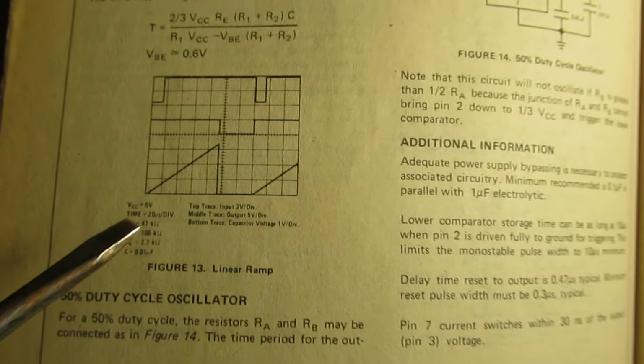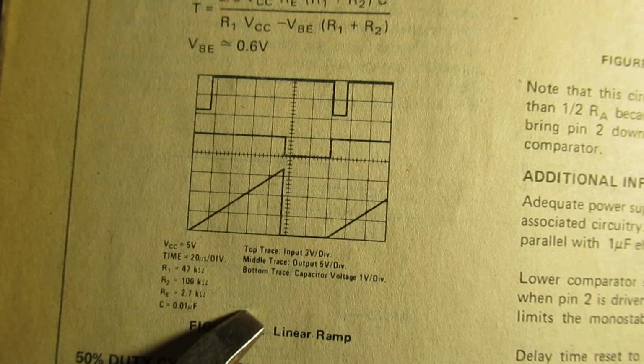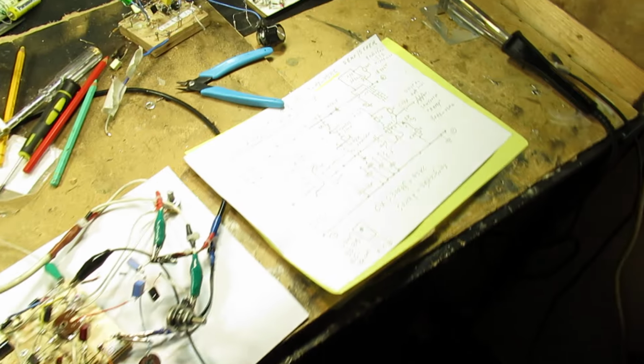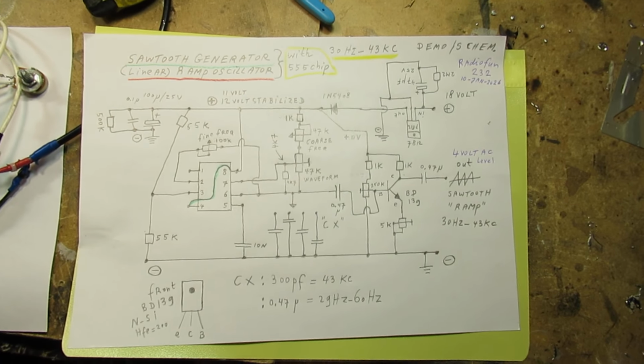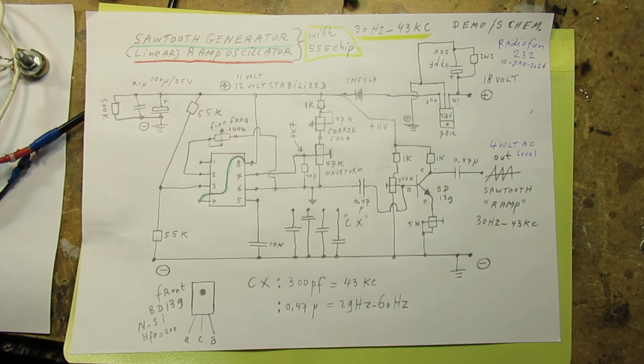So this is what you had to see according to the Linear Data Book, but I did not see anything of that. So I went on and on making my own circuit, and here is a circuit that surely works with that 555 chip used as a sawtooth generator.